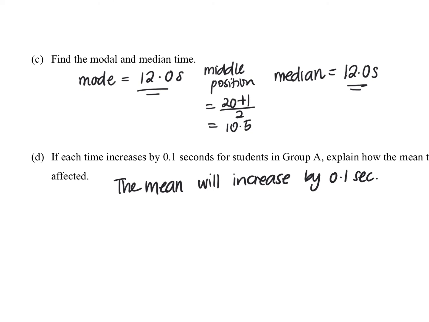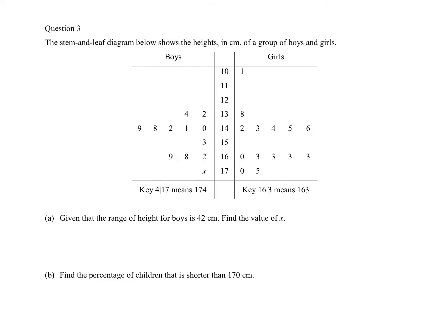Have you gotten the concept? Question number 3. Now in this example here, we're going to look at this thing called a back-to-back stem and leaf diagram. Back-to-back. Now a back-to-back stem and leaf diagram has a fixed stem right in the middle. These are all the different stem values, right? And then the leaves will branch out from the smallest to the biggest. The smallest leaf is the one near to the stem itself.